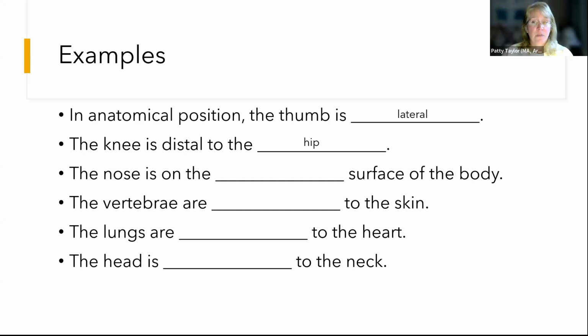The nose is on the anterior surface of the body. And for the next one, where are the vertebrae relative to your skin? They are deep. That means they are closer to the internal organs than is your skin. The lungs and the heart are both deep. So to understand how they're related to each other, you might say the lungs sit on the sides of the heart. To say on the sides would be to say they are lateral to the heart. You can rearrange this sentence to say the heart is medial to the lungs.